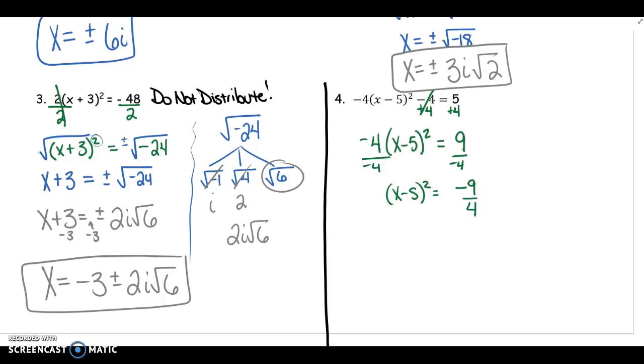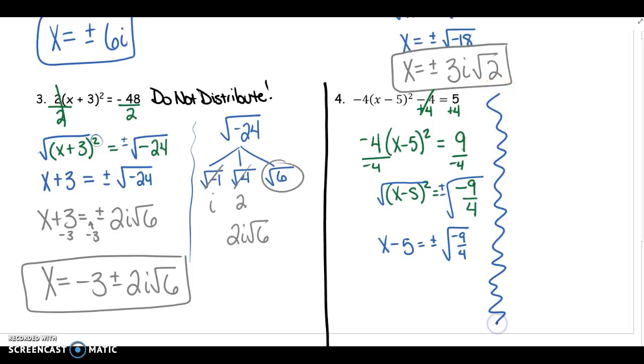Okay, the thing that is squared is by itself. So to get rid of the square, we are going to square root both sides, and don't forget about your plus minus. So x minus 5 equals the positive or negative square root of negative 9/4. Let's take that square root of negative 9/4 over to the side and simplify it. It breaks into the square root of negative 9 over the square root of 4. So the bottom is easy. What's the square root of 4? 2.